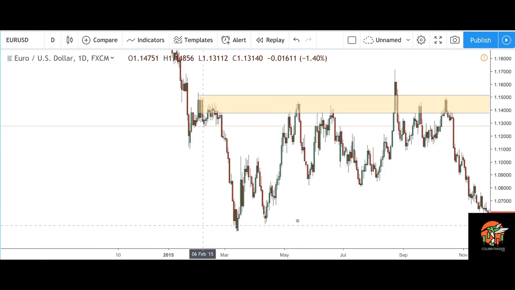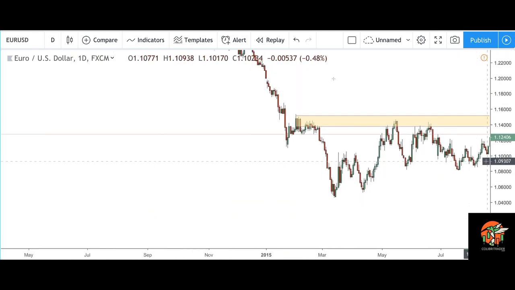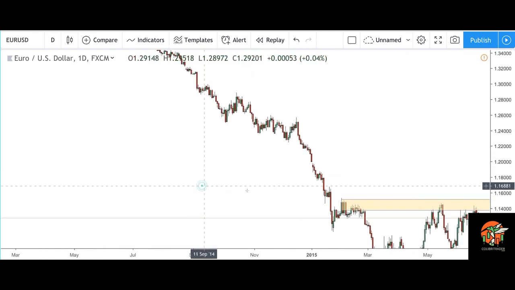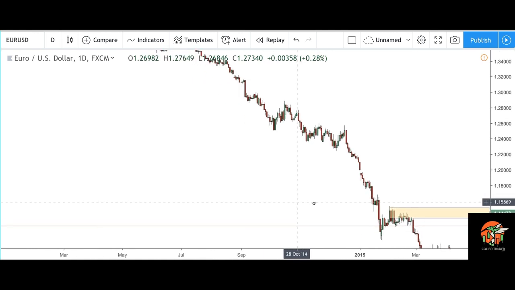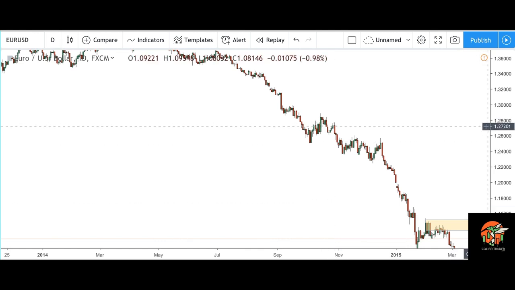That's why it's very important for you to understand how to mark the support and resistance levels on your chart as well, because this will help you over the long term to decide where to take profits and to make your entries more precise.